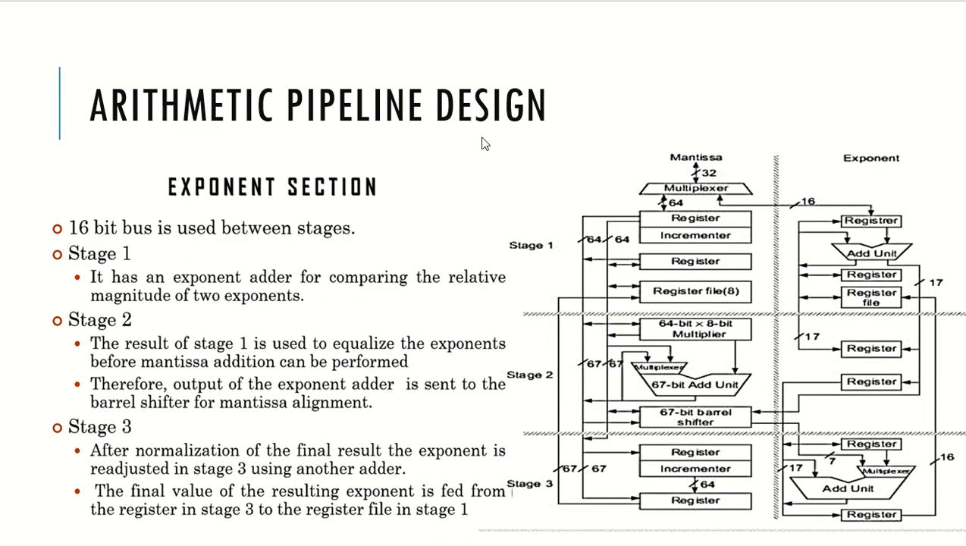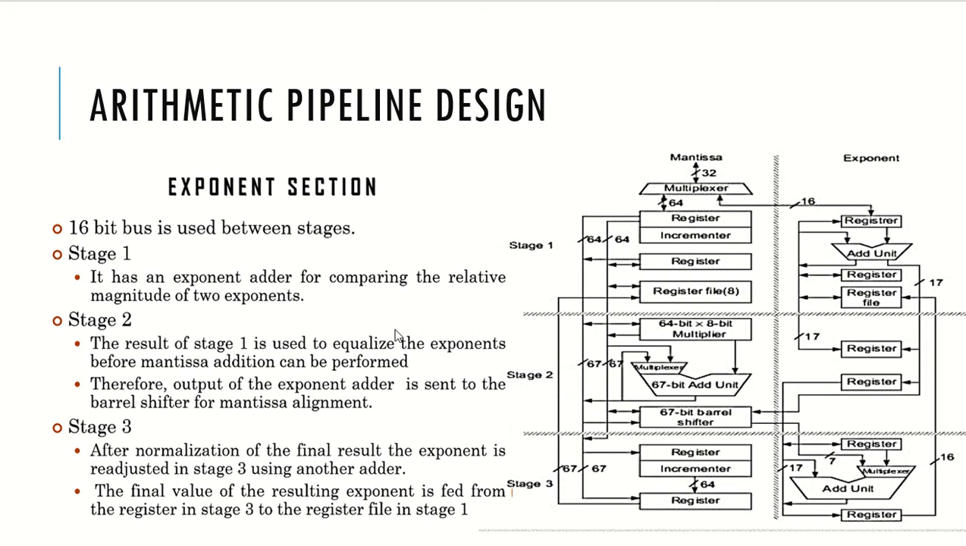Now talking about the arithmetic pipeline design, you have discussed the Mantissa section. Now what remains is the exponent section. In the exponent section also there are three stages. Instead of a 64-bit bus, you are going to use a 16-bit bus. In the first stage, it has an exponent adder. The exponent adder will be comparing the relative magnitudes of two exponents. So you have two exponents, x raised to y and x raised to z. Y and z will be compared, and that comparison happens in the first stage of the exponent pipeline.